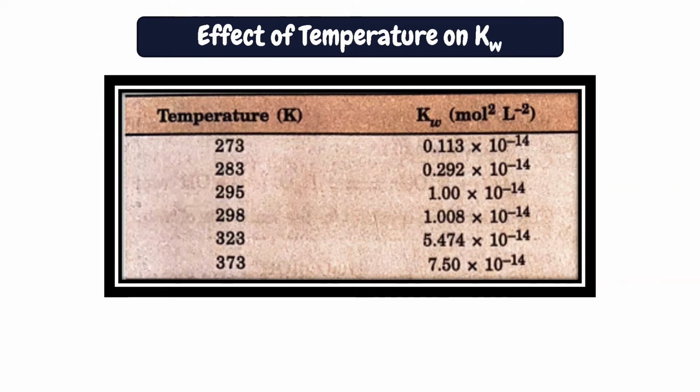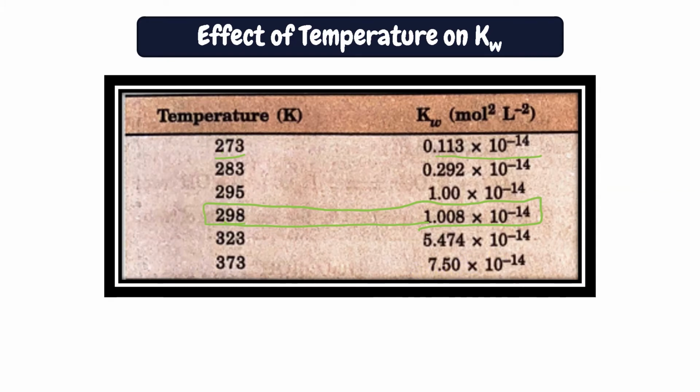At 273 Kelvin, the value is 0.113 into 10 to the power minus 14. At 283, it is 0.298 into 10 to the power minus 14. At 295, it is 1 into 10 to the power minus 14, and at 298, it is 1.008. To be more precise you have to say 1.008, but for calculation, you can take it as 1. At 323 this is the value, and at 373 it is 7.50 into 10 to the power minus 14.